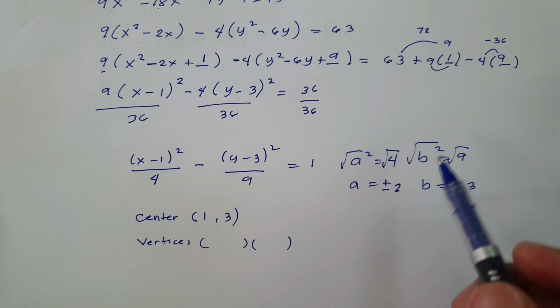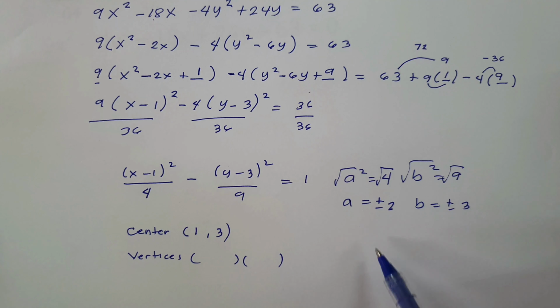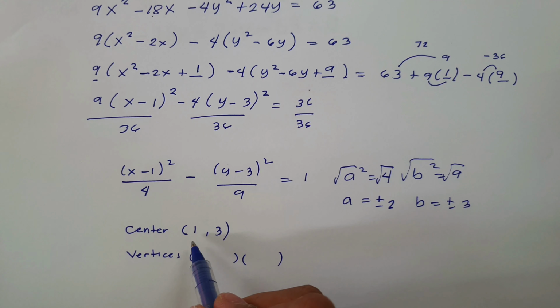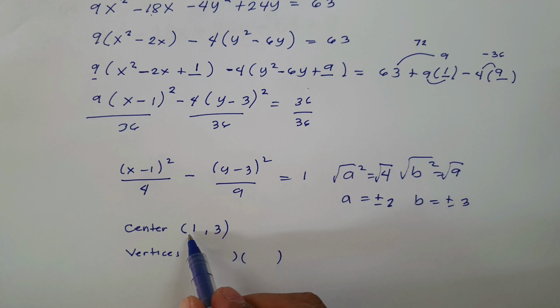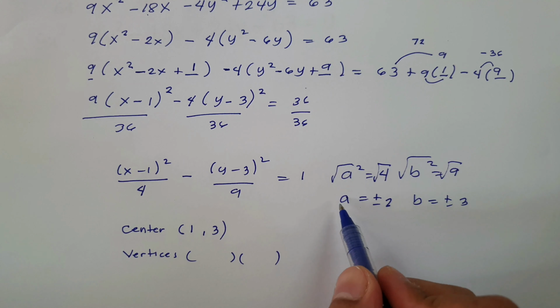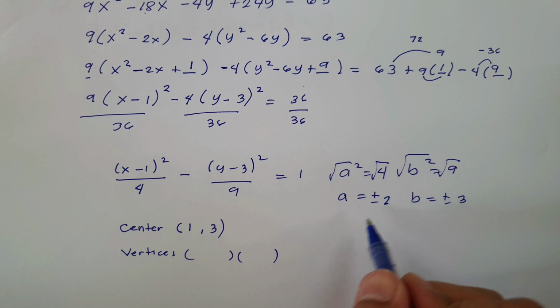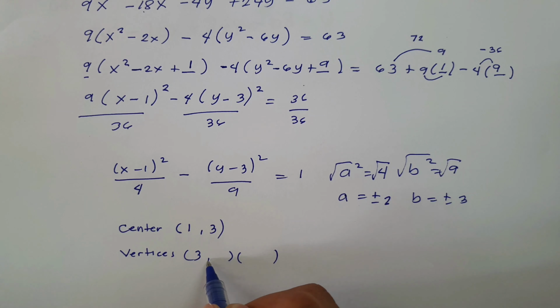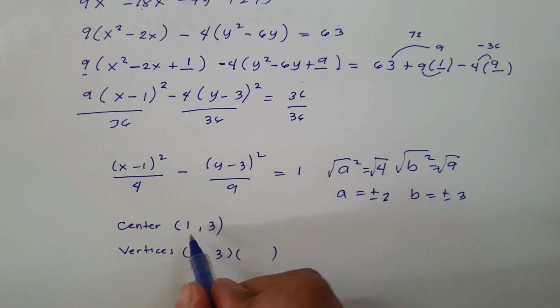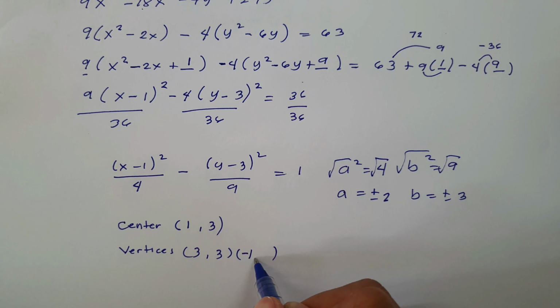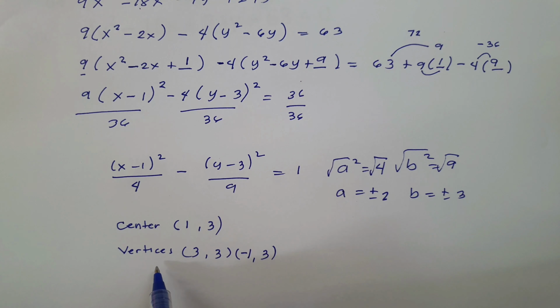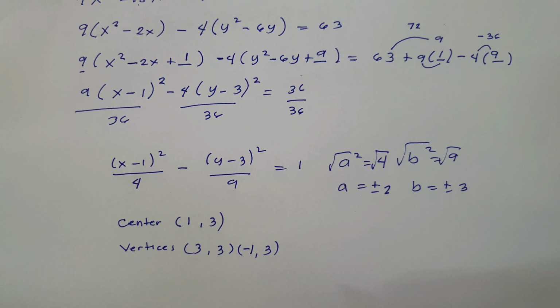Since our hyperbola opens to the right and to the left, simply copy the value of k and add the value of a to the value of h. So 1 plus 2 gives us 3, and we copy the value of k, that is 3. Then 1 plus negative 2 is negative 1, and we copy the value of k, which is 3. So these are the coordinates of our vertices.